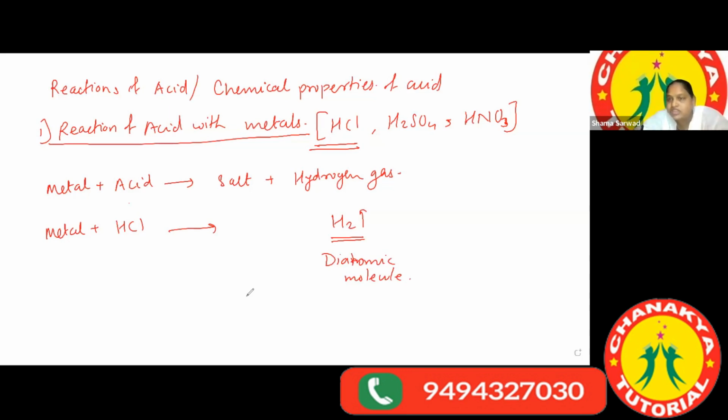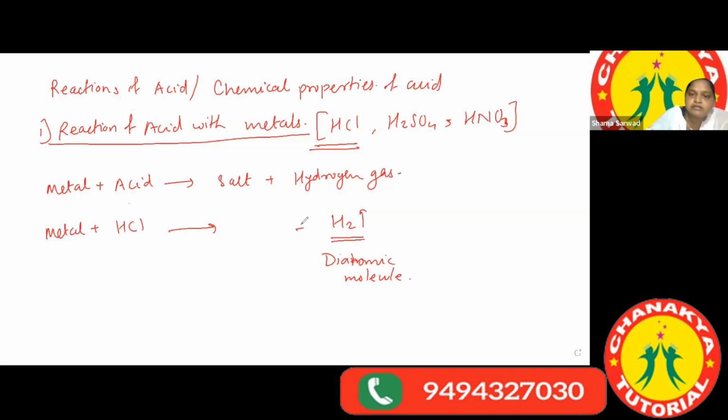Like oxygen O2, hydrogen H2, nitrogen N2, chlorine Cl2. These gases are nothing but what? Diatomic gases. So its molecule contains how many atoms of that particular element? 2 atoms. And hence it is called diatomic gas. Clear? So hydrogen is a diatomic gas and hence always released as H2.